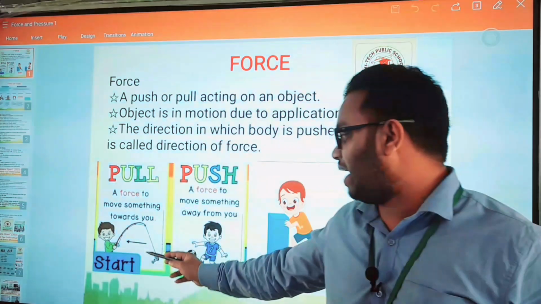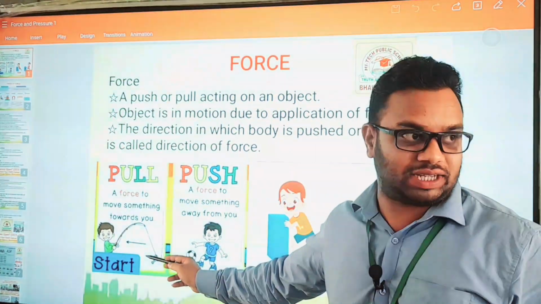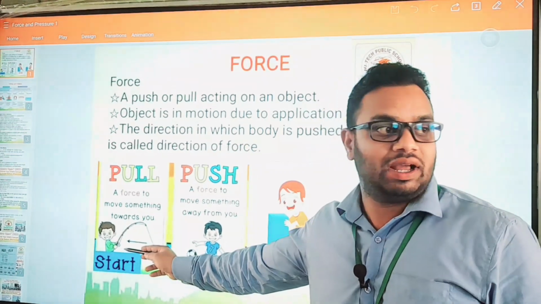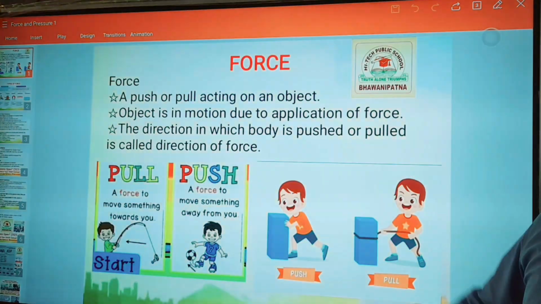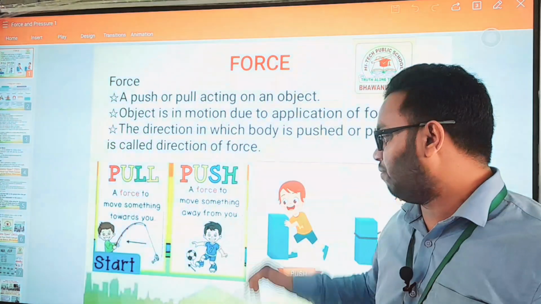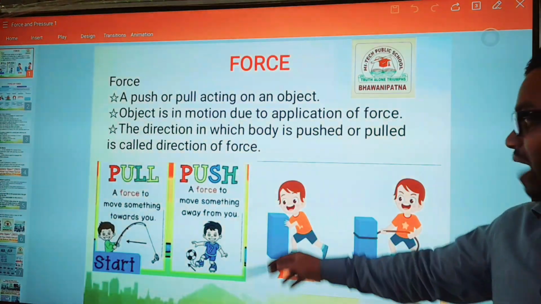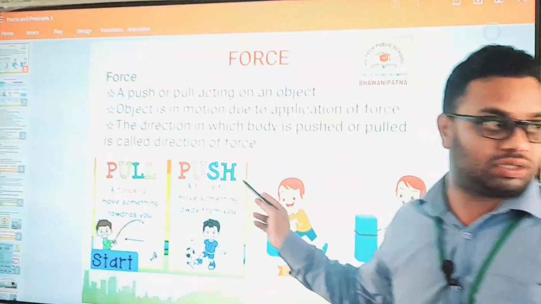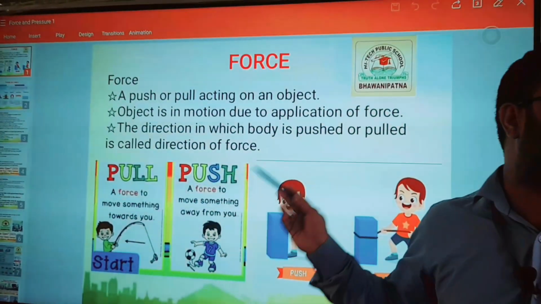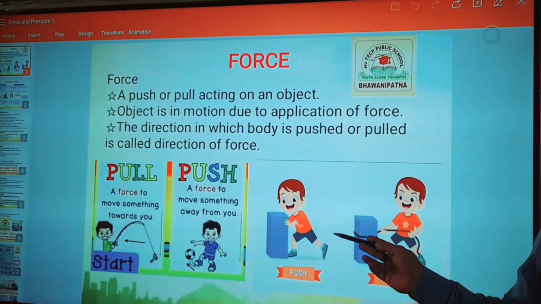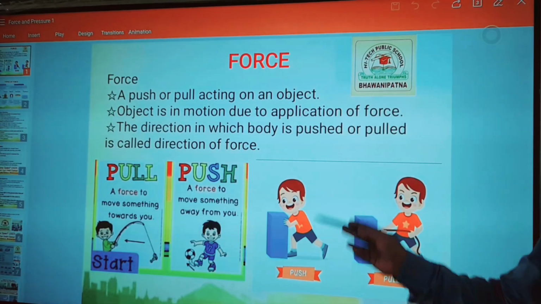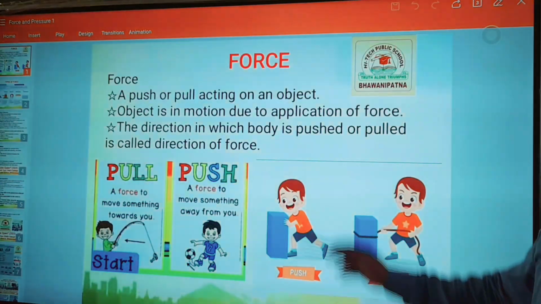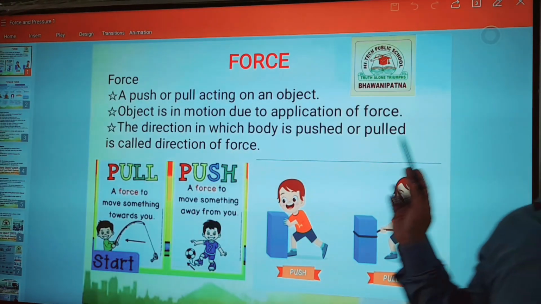And here the boy is fishing. Yes or no? And the fish is coming towards him. That's why it is a pull. And here the boy is kicking the football. And here we have, what is force here? It is a push. And pull or push, which kind of force? Muscular force. What kind of force is it? Muscular force.